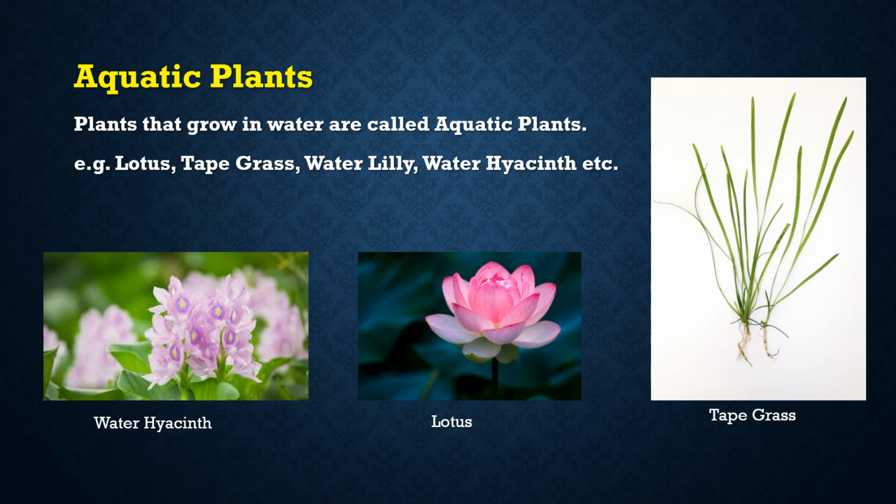Another difference between terrestrial and aquatic plants is that the terrestrial plants have their stomata on the lower surface of their leaves, but in aquatic plants, stomata is present on the upper surface and some plants do not have stomata.